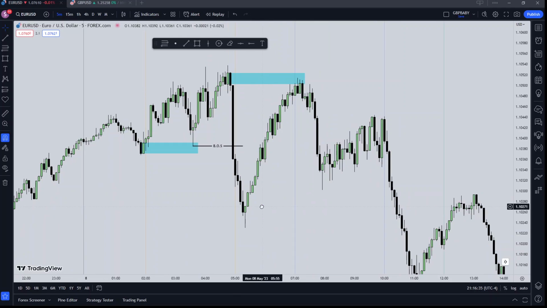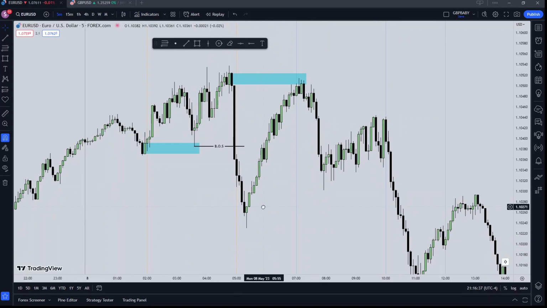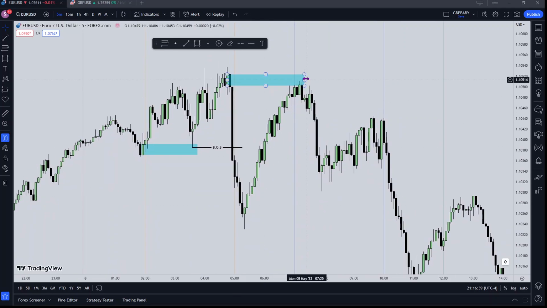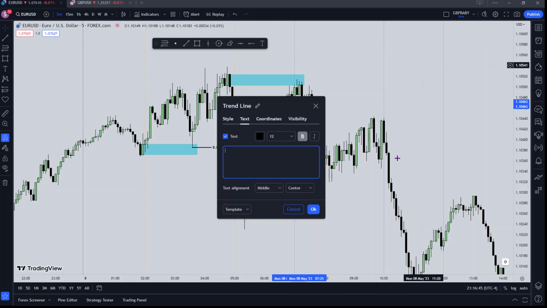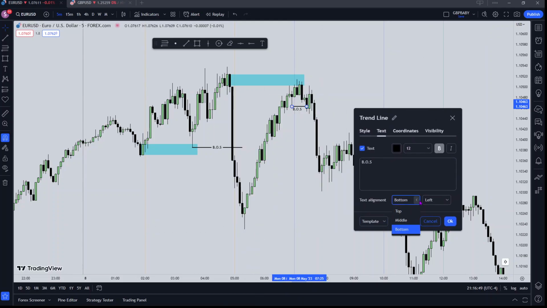Interesting. We have a breaking structure here. You know what, we need to put that at the bottom. Cool.